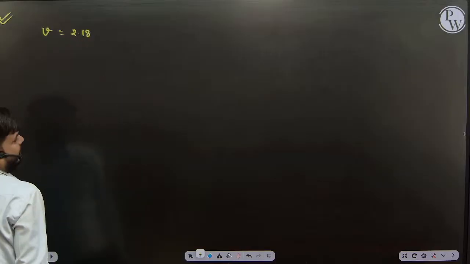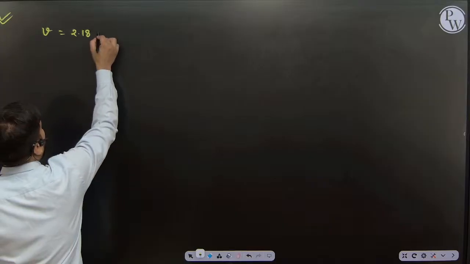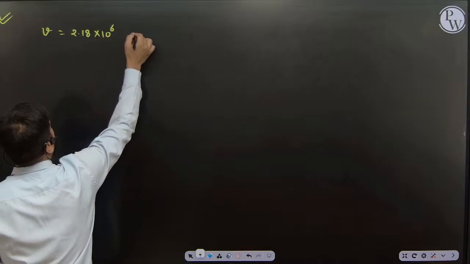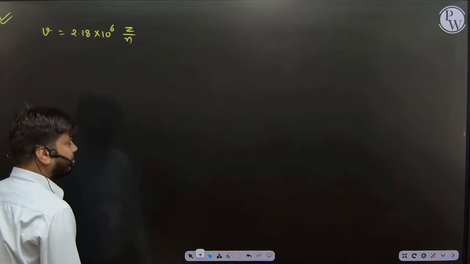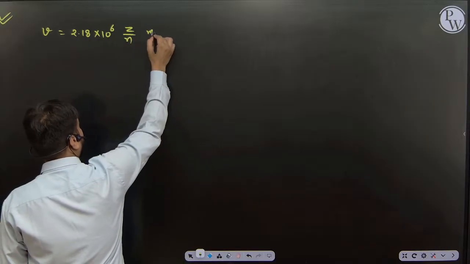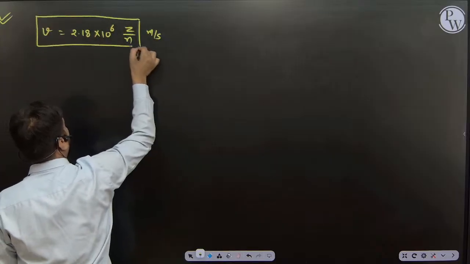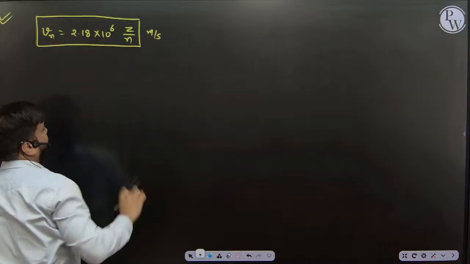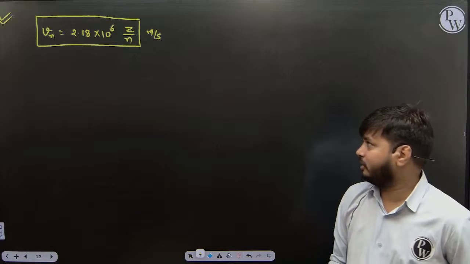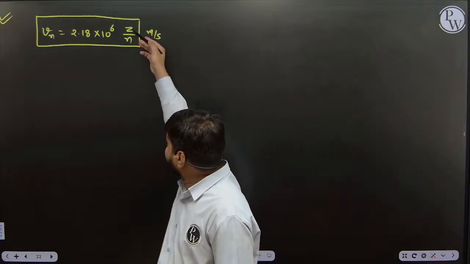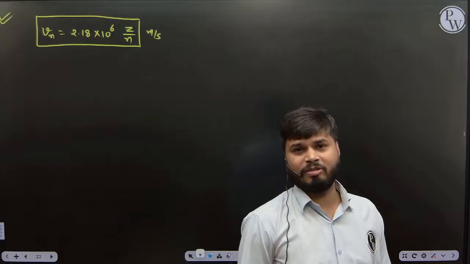2.18 into 10 to the power 6 Z upon n meter per second. This is the formula of velocity of electron in the nth shell. Now Z is our atomic number, and n is the shell in which the electron is revolving.